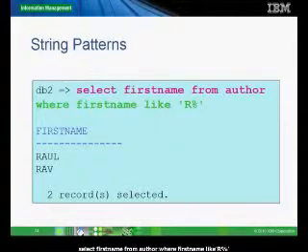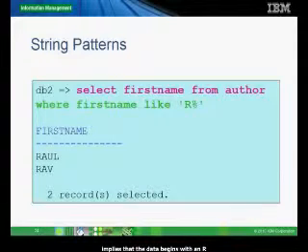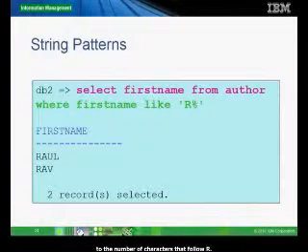Select first name from author where first name like 'R%'. The use of percentage after the letter R implies that the data begins with an R and is followed by any letter or number. Also, percentage means there is no limit to the number of characters that follow R.